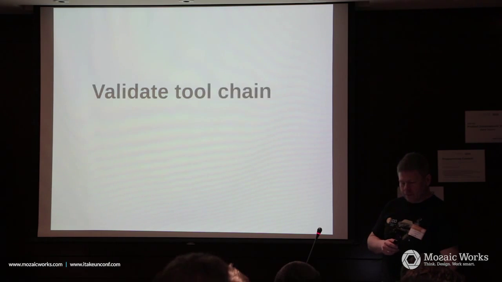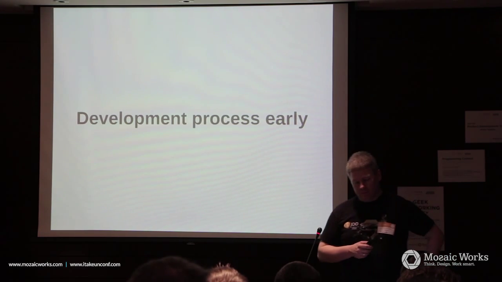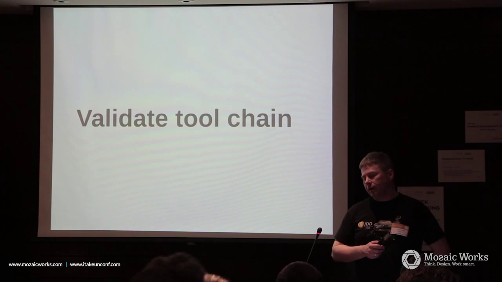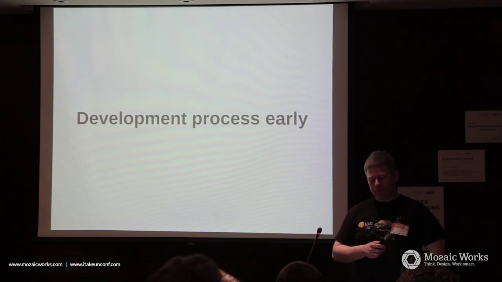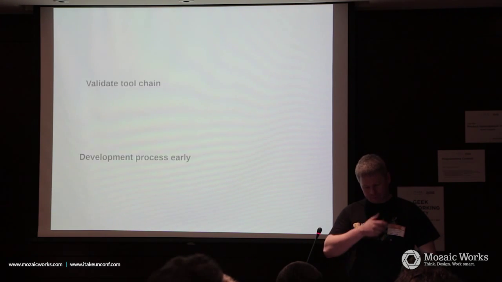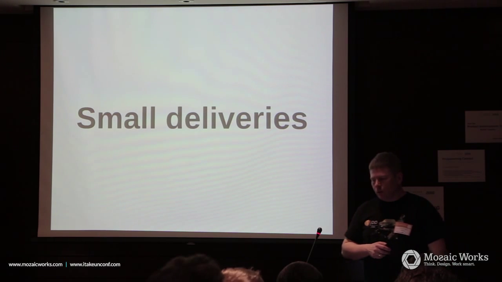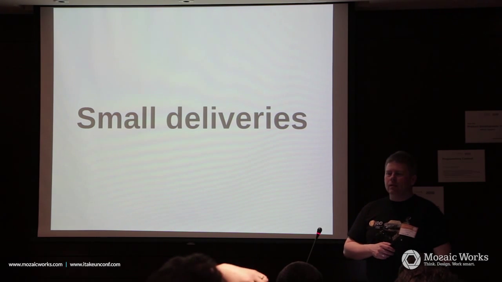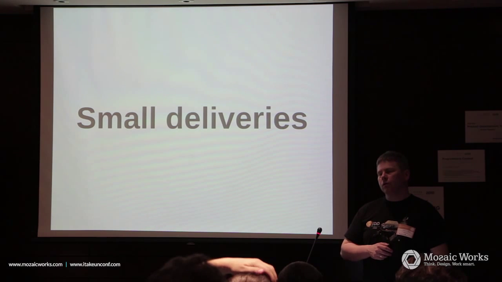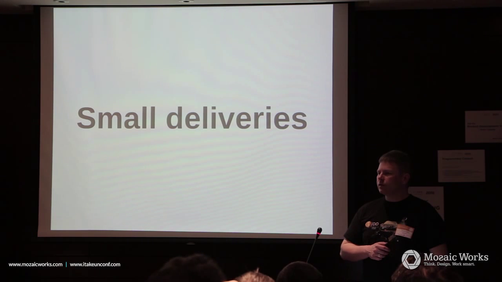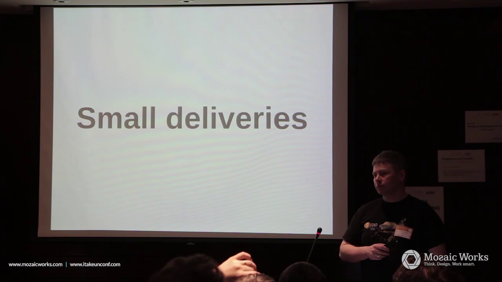So we want to validate the toolchain, and we want to make sure that we have a good development process as early as possible. That's really, really important. And we also want to be able to do small deliveries, because small deliveries are easier to build, easier to test, and easier to revert if they are bad. Small things are key, always.